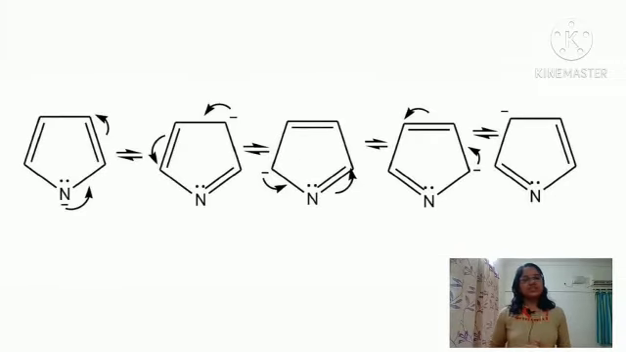When we look at the resonating structures, the negative charge on nitrogen gets shifted to every carbon atom of the ring in each resonating structure. Thereby, the pyrrole anionic ring becomes more resonance stabilized. That means it becomes more stable.